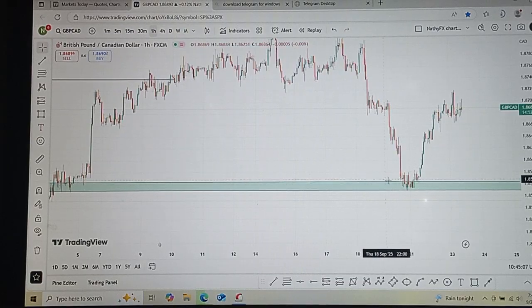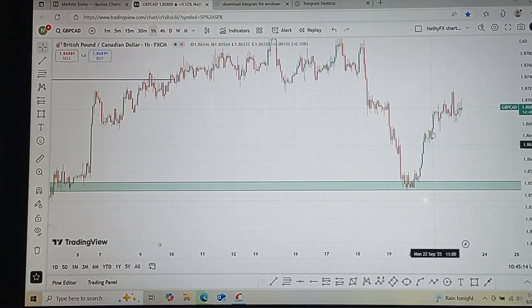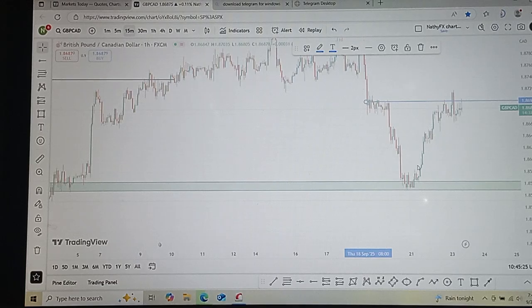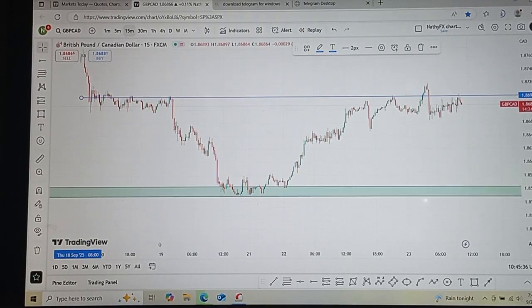So I think I entered the trade around this region after this change of character here. Then I entered and bought. I took my profit around this supply region here. So in the 15 minute time frame, what should we do? In the 15 minute time frame, sorry, there was an interruption of network. This is the 15 minute time frame.